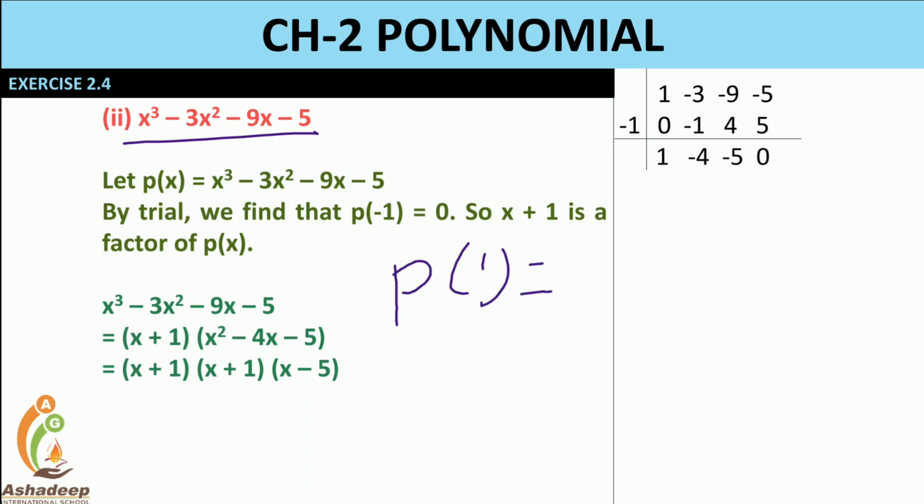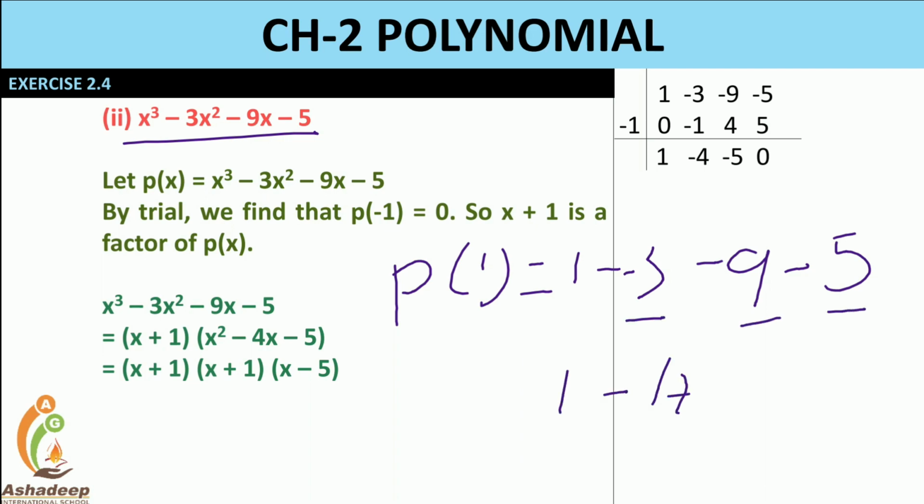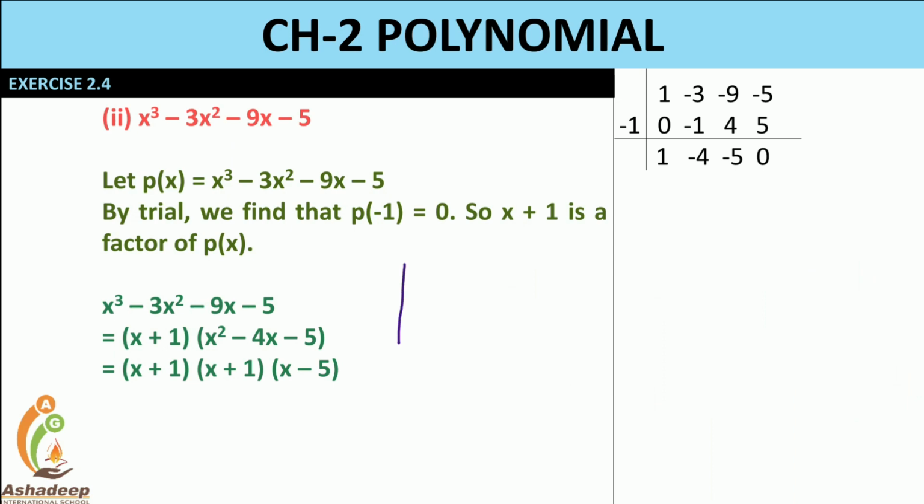If it is a plus 1, so 1 minus 3 minus 9 minus 5. 9 and 5 is 14, 14 and 3 is 17, so 1 minus 17 is equal to minus 16, which is not equal to 0. If it is not equal to 0, we need to move ahead with p of minus 1. Now minus 1 cube is minus 1, minus 3, because minus 1 squared is plus 1, so minus 3.